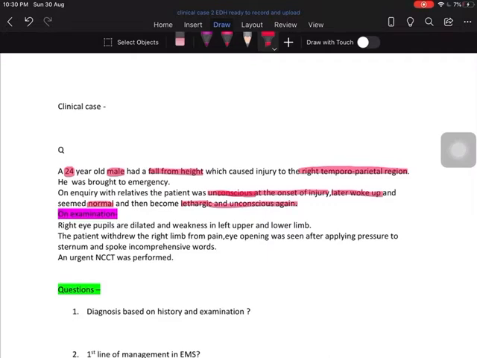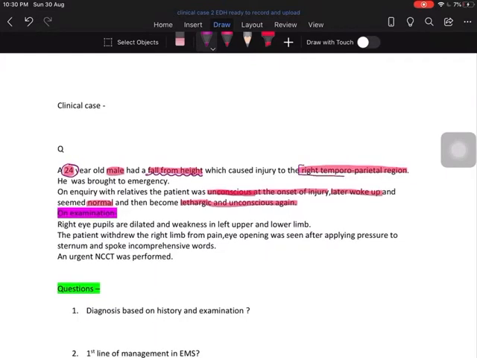So we have a trauma case, a young patient, with history of fall from height in the right temporoparietal region. So this right temporoparietal region is the simpler term for the area which is the pterion. This pterion area is at the meeting of all the four sutural lines. This is the weakest area and is commonly injured during trauma.